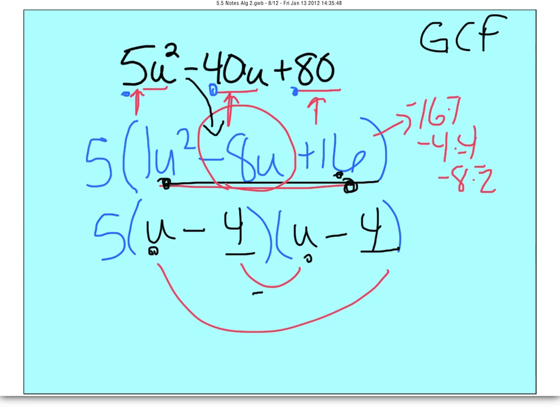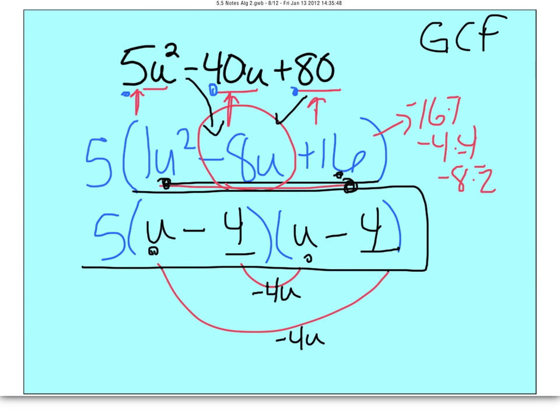Let's see if we get the middle term. Negative 4u gives us the negative 8u. This right here is considered fully factored by pulling out a common factor, or what's called a GCF.